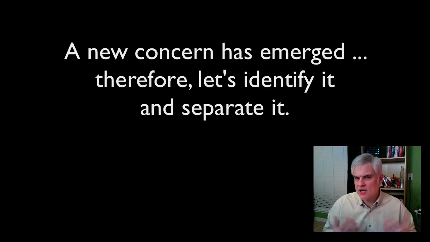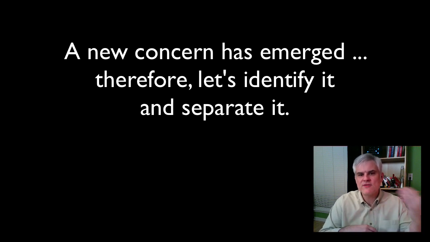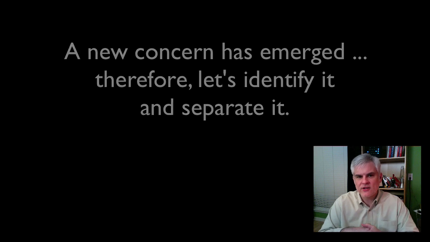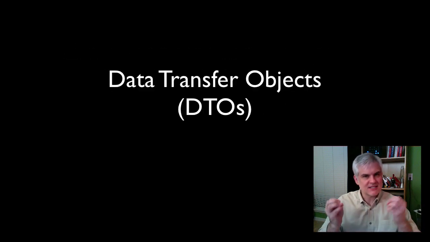However, in many cases, what architects decide to do is to identify that there's a new concern here, a different concern. So they create a special set of classes, a new layer of classes, specifically for the purpose of transferring data between the other layers. They call these data transfer objects. These objects have a specific purpose, and that is to transfer data between other layers. And so the composition of these classes is pretty much public properties and almost nothing else.